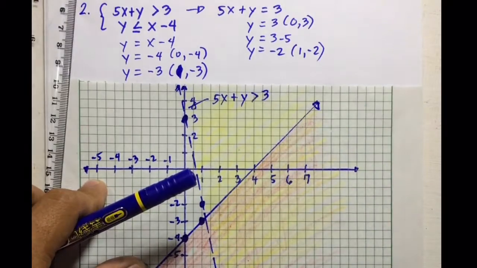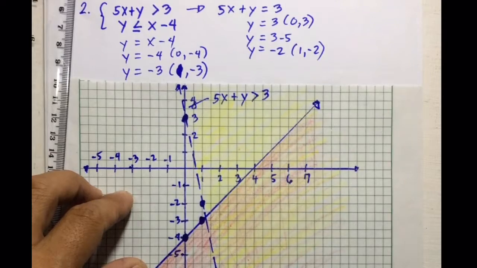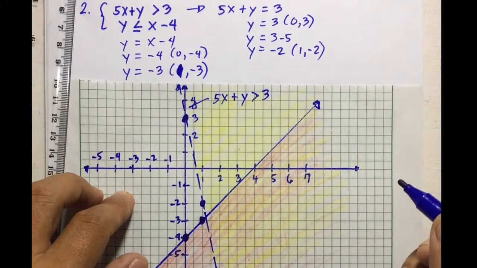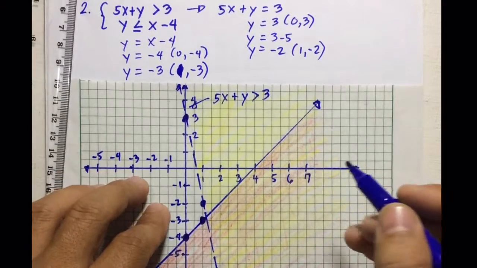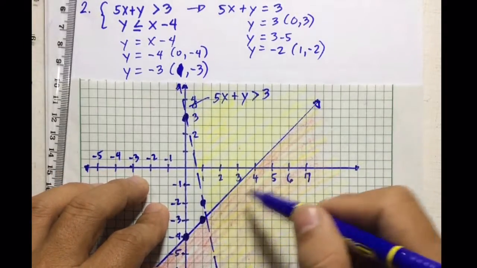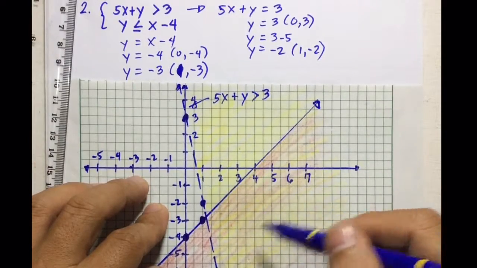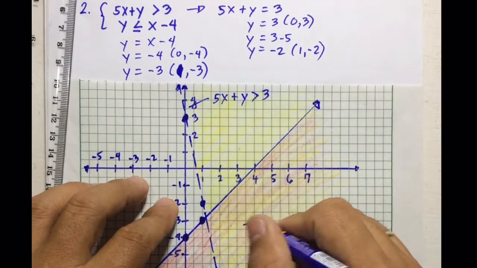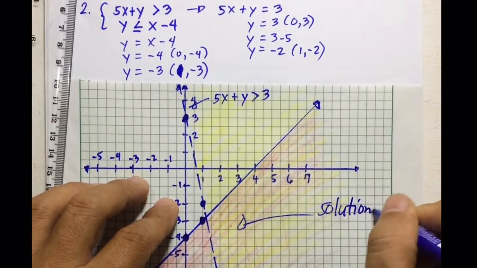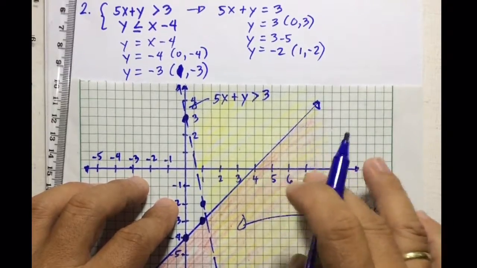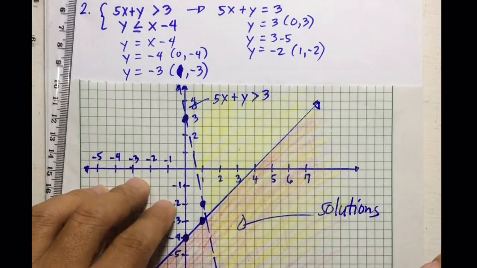So the part where the graphs overlap are the solutions of the system of linear inequalities. So in here, this is the part of the graph that overlaps, meaning these are the solutions. So any of the points that belong to this shaded part are part of the solution.